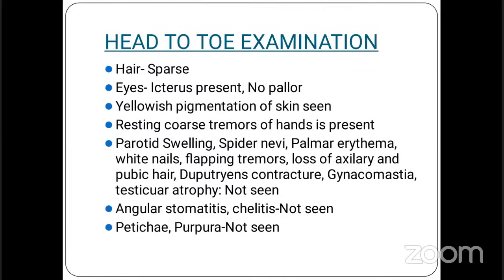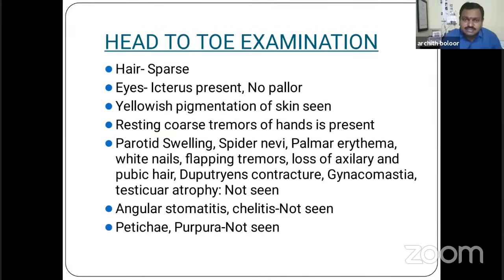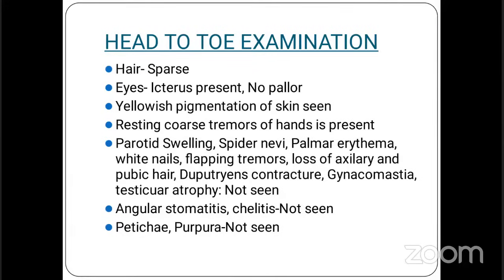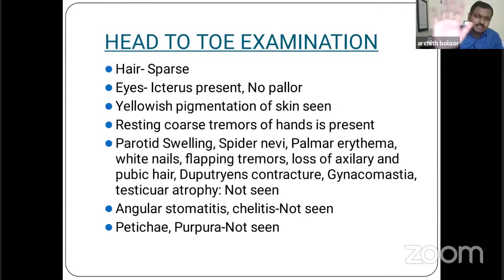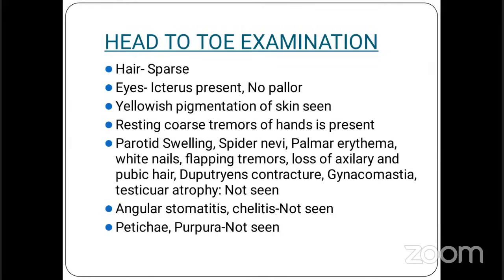And then, where will you elicit it? Flapping tremor? In the hand. Okay, the outstretched hand, isn't it? You outstretch the hand straight and keep it forward. Where else can you get it? If you do not get it in the hands, where else can you get it? Can you demonstrate it in the legs?